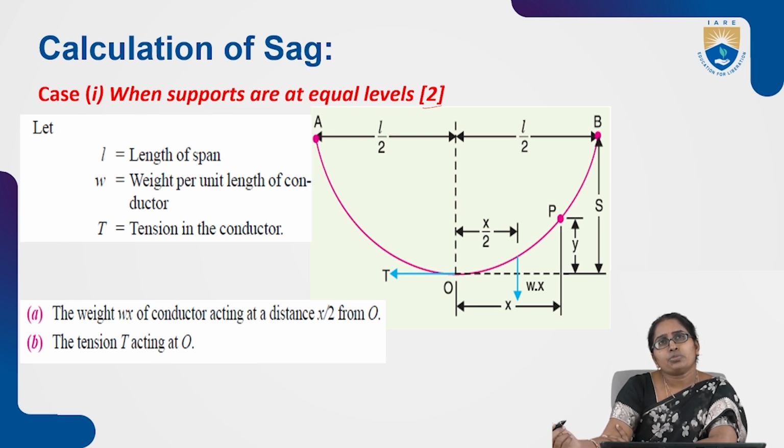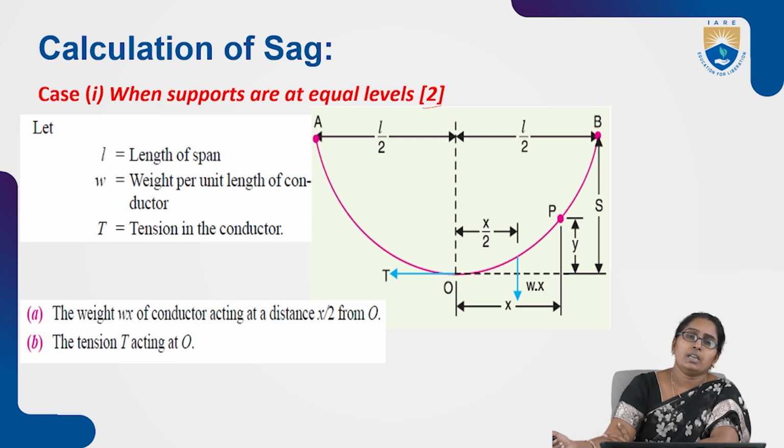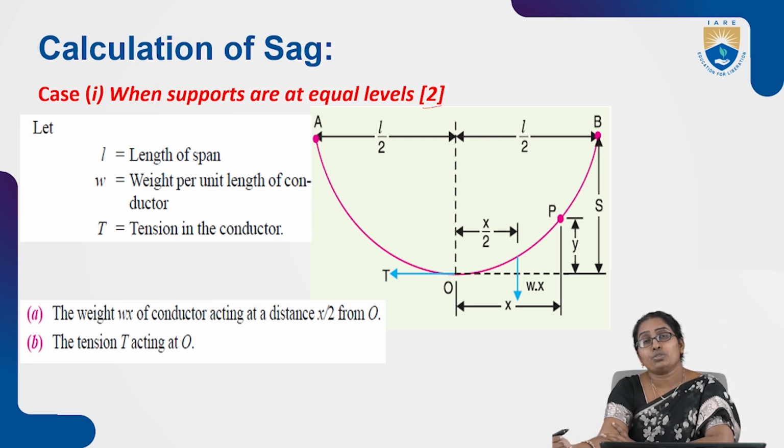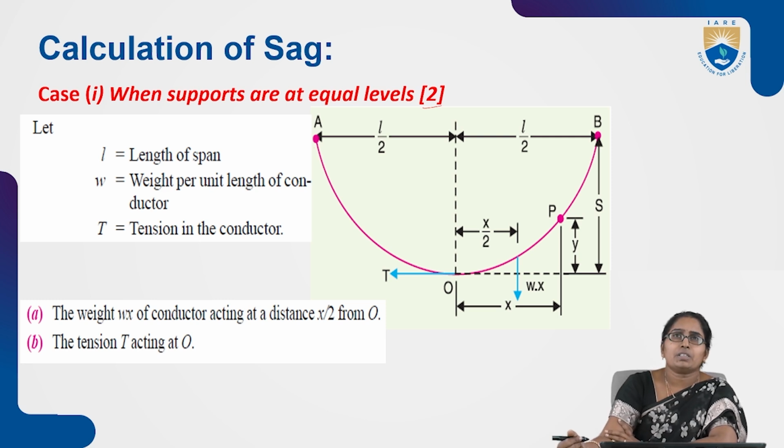Next, case 2, when supports are at unequal levels. That means the supports are not placed at equal levels; they may be placed, for example, in a hill area. That is case two. We will see that next.